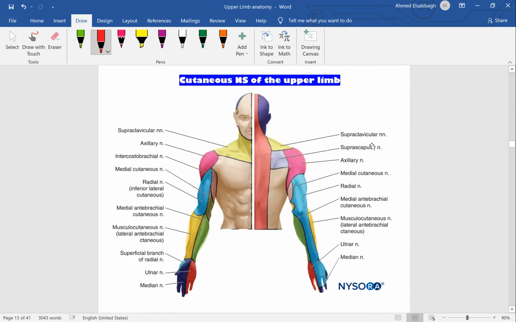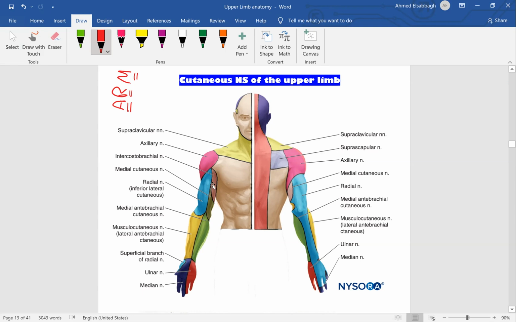Cutaneous nerve supply of the upper limb. We will divide it into areas. The first area will be the lateral part of arm and forearm. The lateral part of arm and forearm are supplied by the ARM nerves. What is ARM? A, axillary nerve. R, radial nerve. M, musculocutaneous nerve.